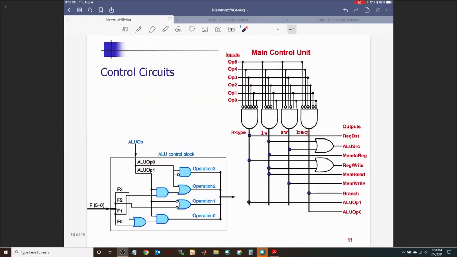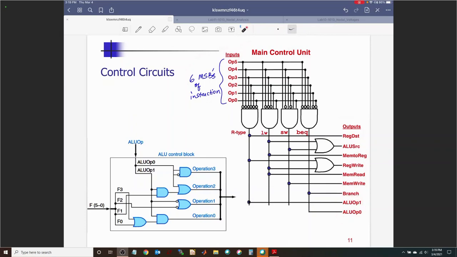Right. So we were talking about building the combinational circuit that makes up the main control unit and the ALU control unit. On the top right, what you have is the main control unit. The inputs to the main control unit are the 6 most significant bits of the instruction, regardless of what type of instruction it is. All instructions have an op field. They all have the 6 most significant bits that go there. And then depending on what bits are active and inactive, you would compute all these control outputs: register destination, ALU source, and all of them, including both the ALU op bits.